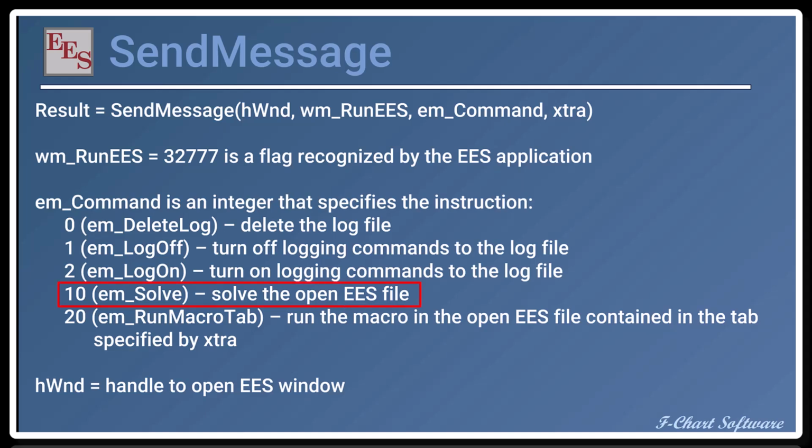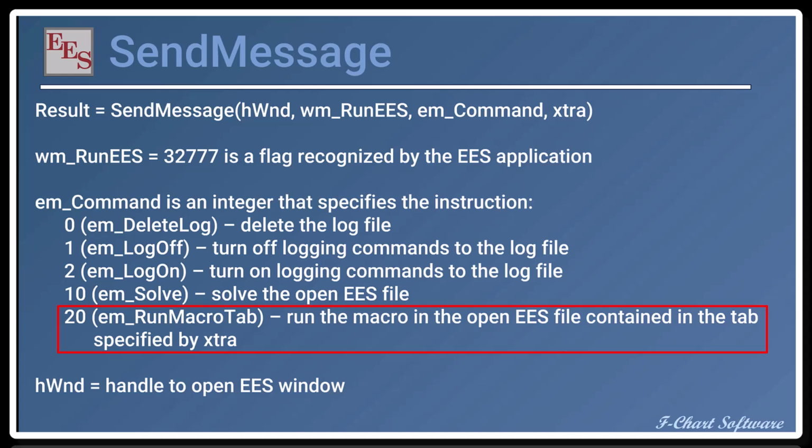The next two options tell EES what action to take, and these include 10, so that's em_solve, and this just says execute the solve command. So this is exactly like you selecting solve from the calculate menu. And 20, so em_run macro tab, will run a macro that is open in an EES application.